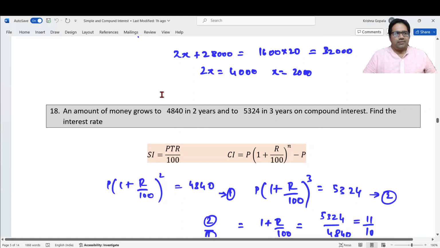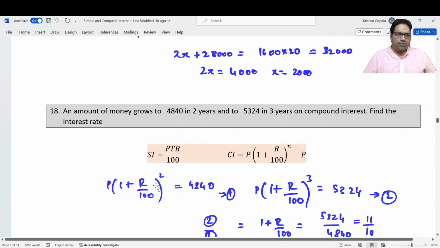Here, let's write what he has given. 4840 in 2 years. Let's assume some P. P into (1 plus R by 100) whole power 2 is equal to 4840. The amount has grown like this. Let this be equation number 1. Similarly, P into (1 plus R by 100) whole power 3, in 3 years, it is 5324. Let's assume this is equation number 2.